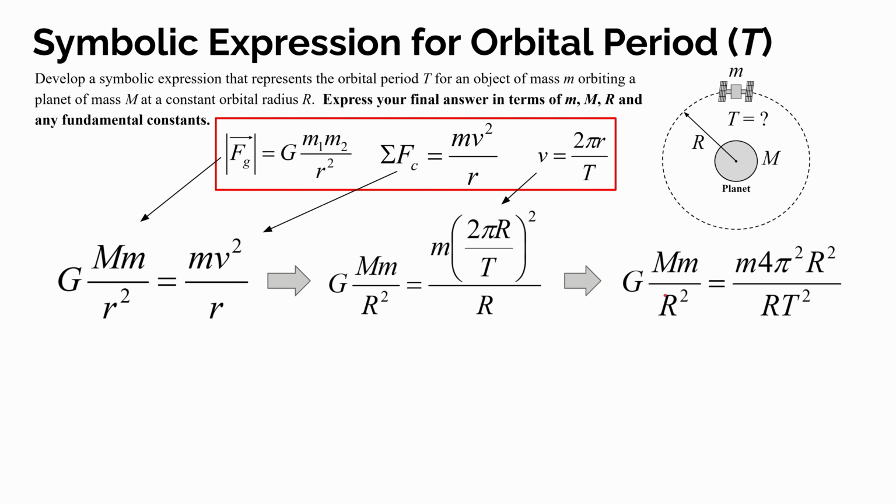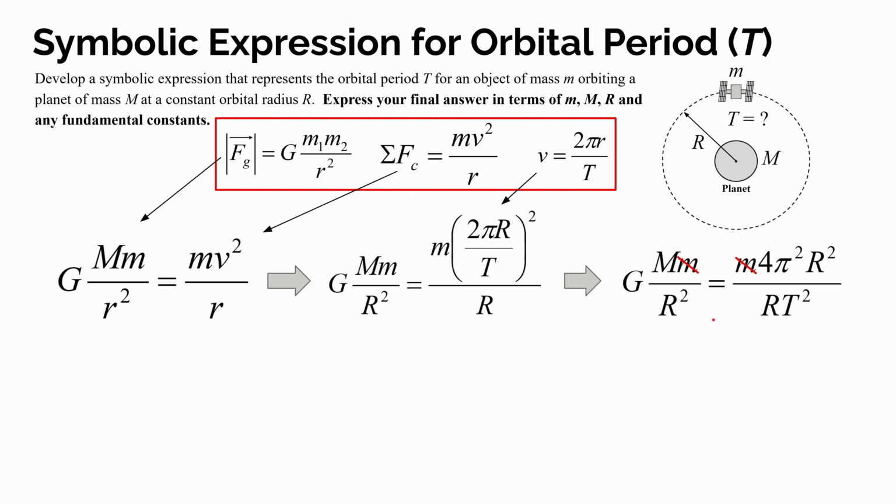Well, now let's start simplifying before we get our final expression. Notice there's a little m in both sides of the equation. So if we divide each side by m, that goes away. The orbital period and how it's related to the orbital radius doesn't depend on the mass of the thing that's actually in orbit, just the mass of the planet, the mass of the thing that's being orbited.